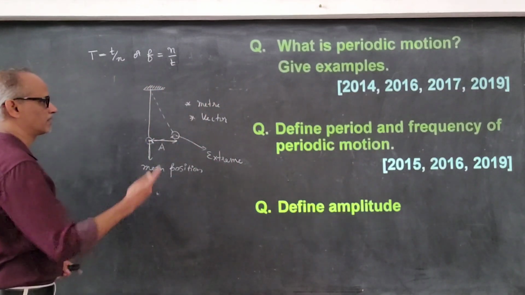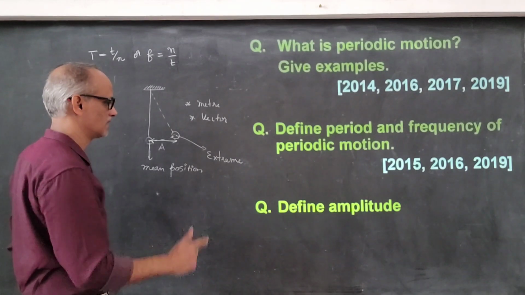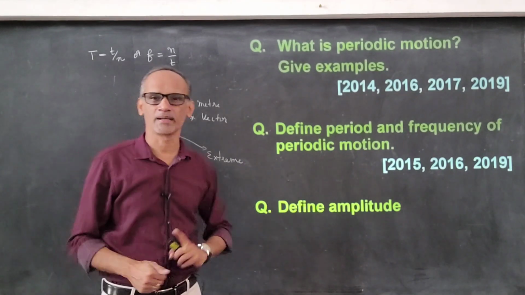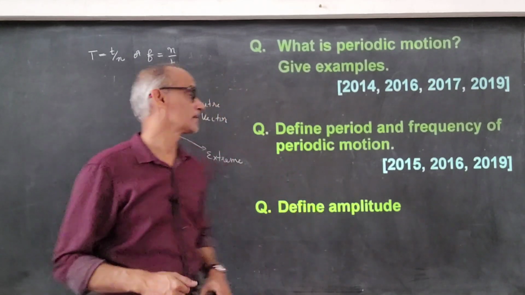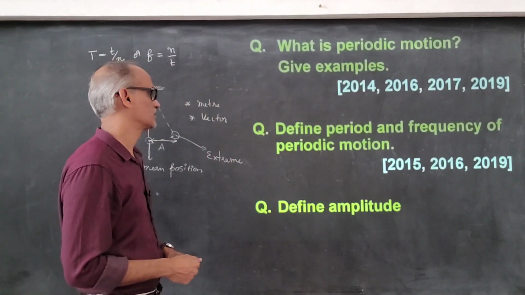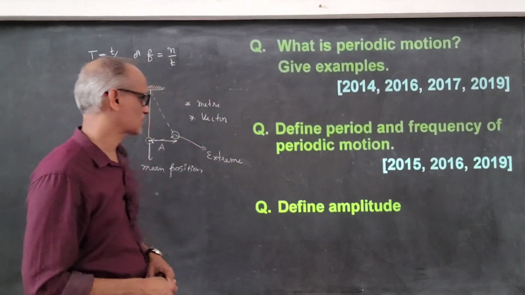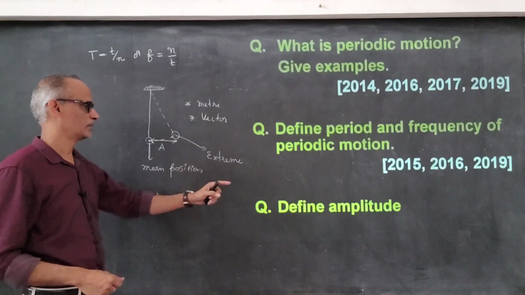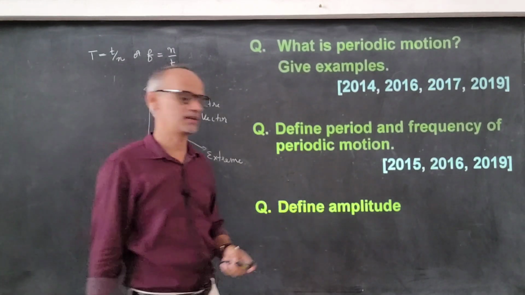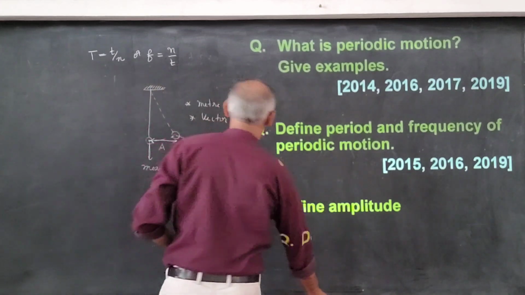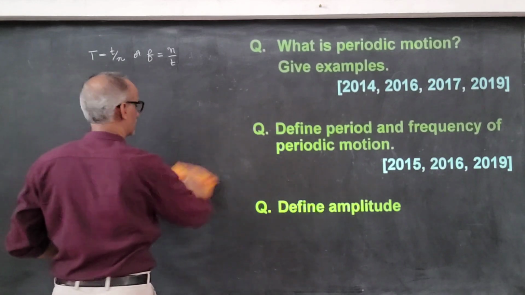So, we have three important terms: time period, frequency, and amplitude. What is time period? Time taken by the particle to complete one oscillation. Frequency of oscillation is nothing but the number of oscillations completed by the particle in 1 second. And what is amplitude? Maximum displacement of the particle from the mean position is called the amplitude. So, these are important questions from the exam point of view.